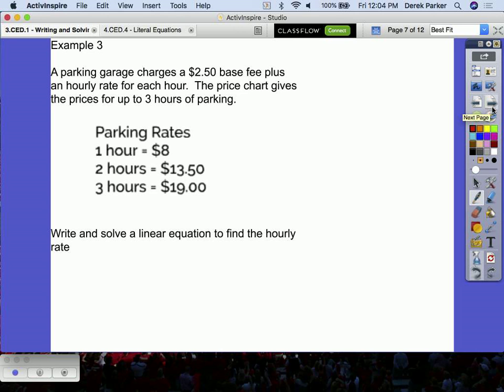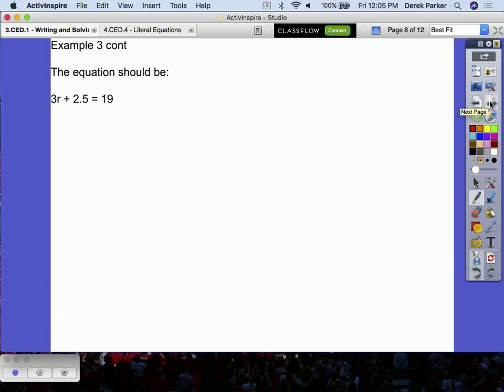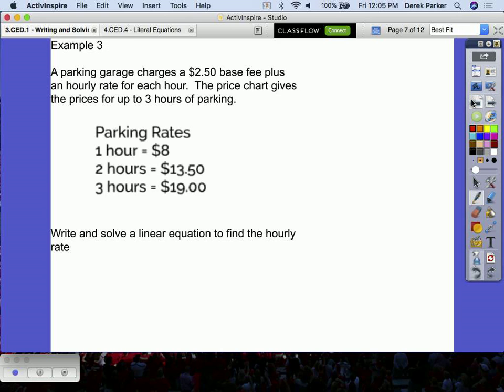A parking garage charges a $2 base fee plus an hourly rate for each hour. The price chart gives the prices for up to 3 hours of parking. Write and solve a linear equation to find the hourly rate. Your equation should be 3r plus 2.50 equals 19. Here's the reason why. 3r is how much I'm paying for the hours, plus the 2.50 equals 19, to find r.